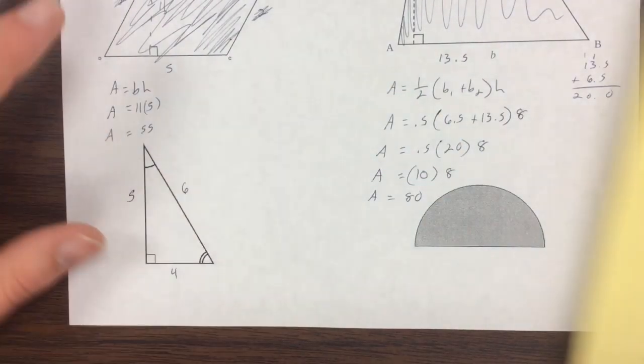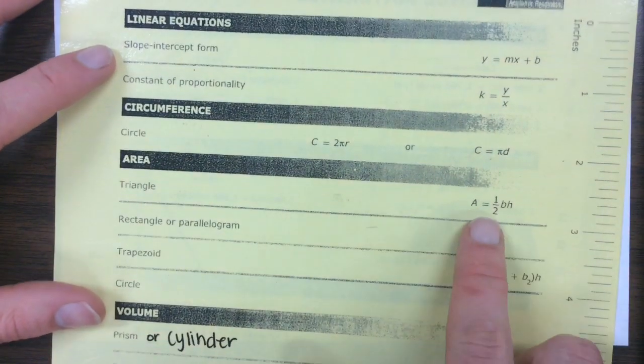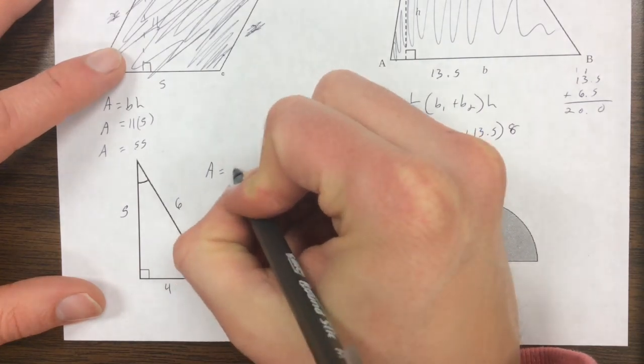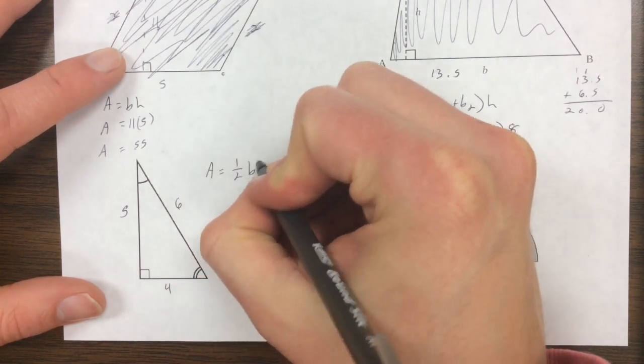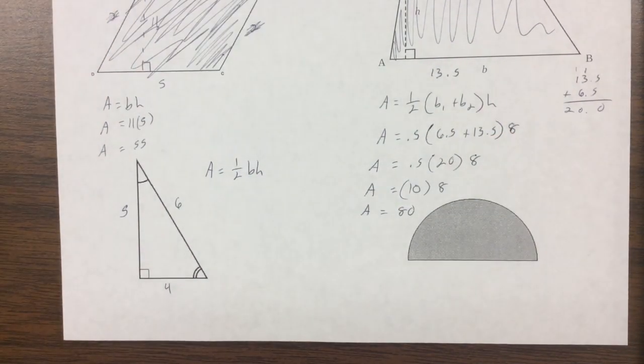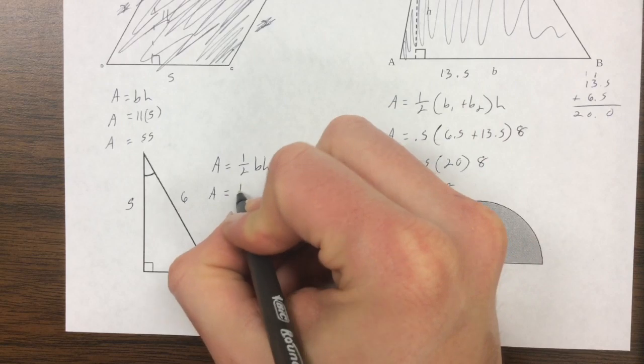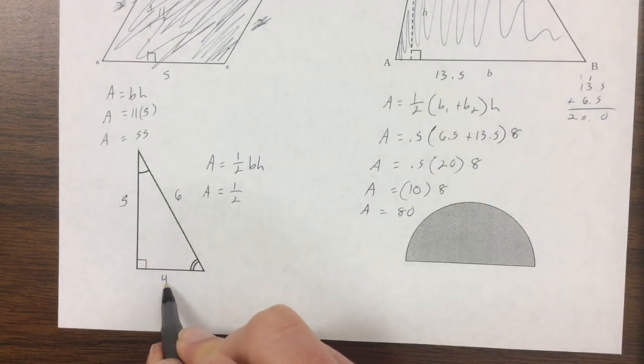The formula for this, based off the star chart right here on triangle, is area equals 1/2 BH. Area equals 1/2 BH. And from there, I just have to do a little bit of work. So we're going to keep our half the same. Again, you could use 0.5 if you wanted. The base is going to be 4.